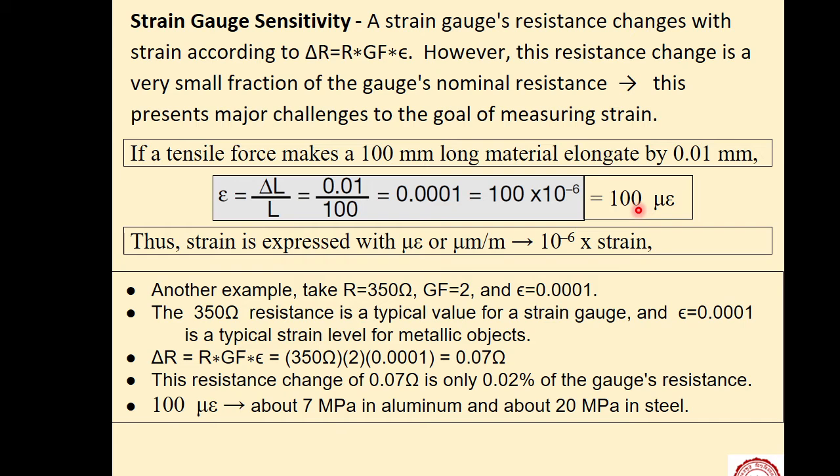So let us take this example where the strain gauge resistance is 350 ohm. Okay. The gauge factor is around 2. This is the strain reading. This is the strain. Yes. We put it here. So what is the change in resistance? This is 0.07 ohm. Right? So you see, for a resistance of 350 ohm, the change in resistance is 0.07, which is 0.02%. That means 0.0002.